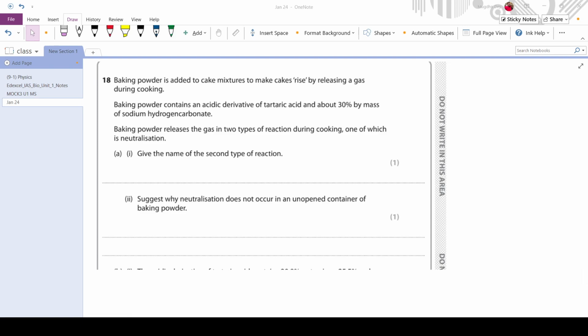There are many suggestions you might say. Okay, what might happen if a container remains unopened? The baking powder may become dry, isn't it? Right? So if the baking powder becomes dry, it won't be effective enough to initiate the neutralization reaction, because when baking powders are dry, they get deteriorated. So yeah, this is the reason why it doesn't happen, basically.